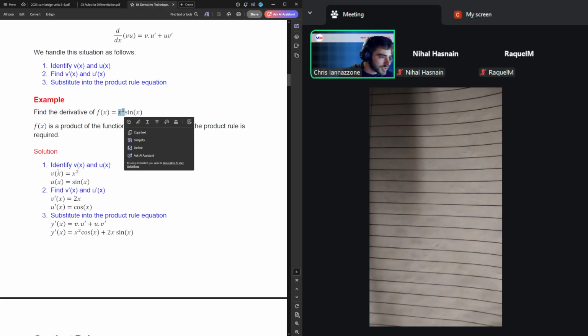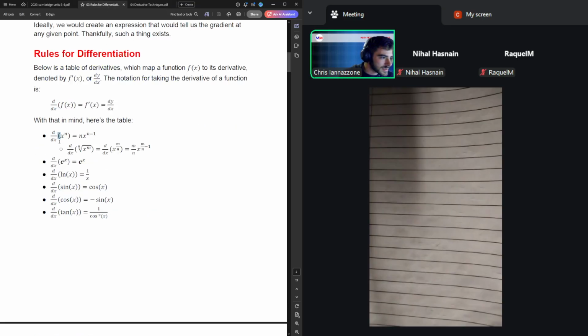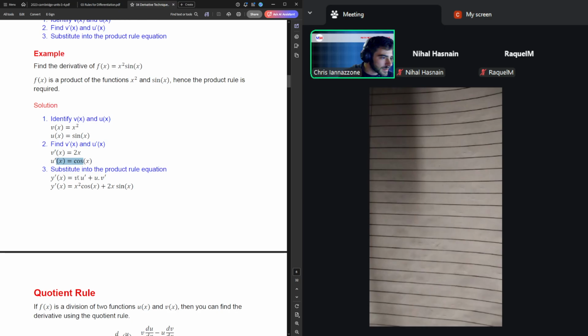So assign one of them to be v, assign the other to be u, or whatever variables you want to use. Find the derivatives of each using the table of derivatives, and then substitute them into the relevant spots. So you always do a cross, right? So original function multiplied by the derivative of the other function, and vice versa.